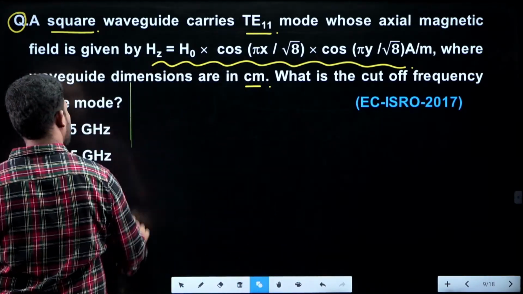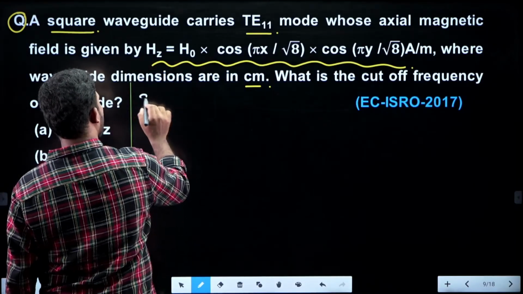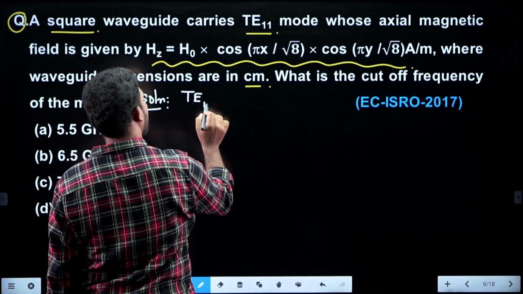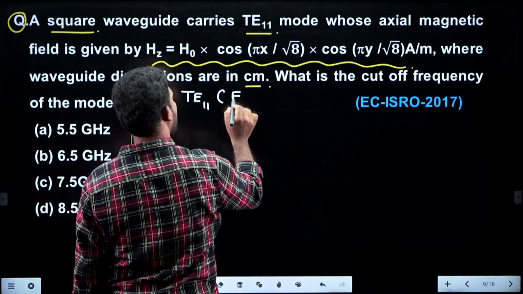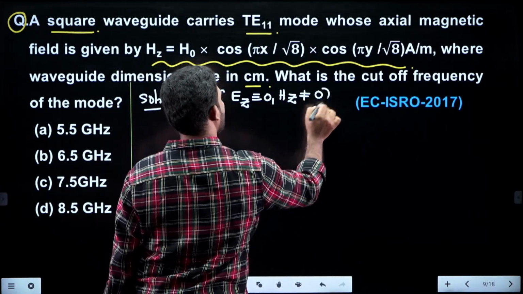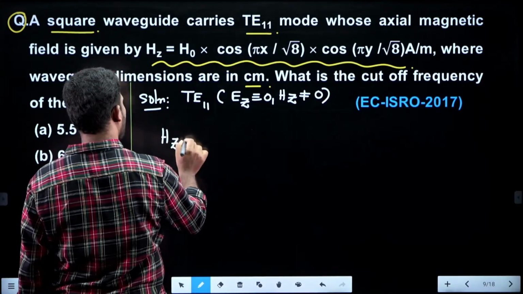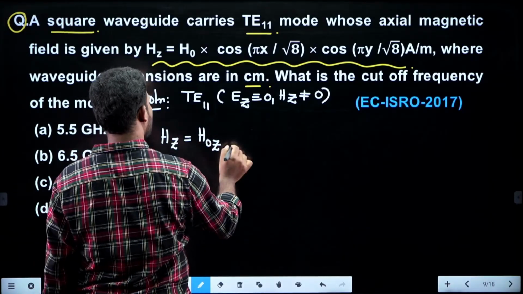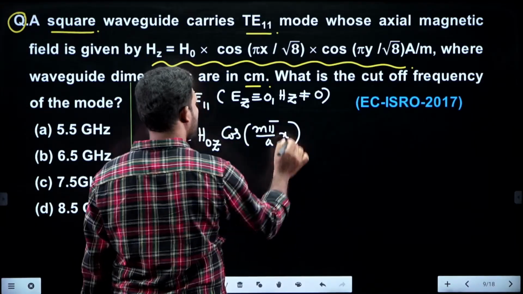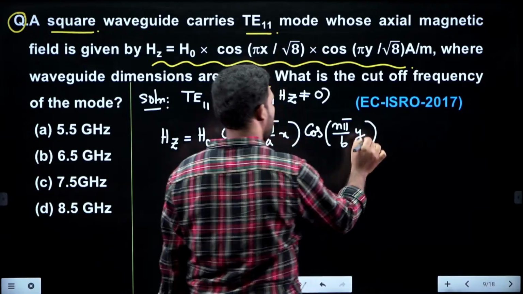See here, guys. Now, you can compare this one with the standard form. TE wave is being supported by the axial magnetic field. Here Ez is 0, Hz is not equal to 0. What is the Hz? Cos into cos, isn't it? So Hz is equal to H naught of z into cos m pi by a into x cos n pi by b into y.